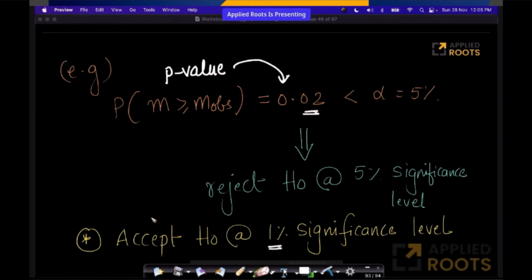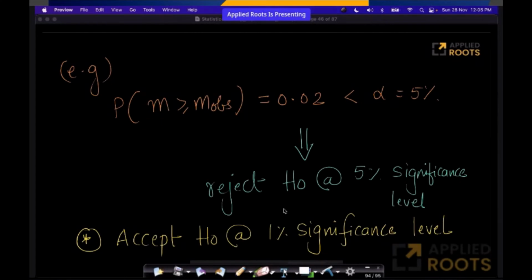So you will say that I accept the null hypothesis, which means XC is the same as XT at a 1% significance level. You never just say I accept the null hypothesis or I reject the null hypothesis. You always have to say at what significance level you're accepting it. That is the key.